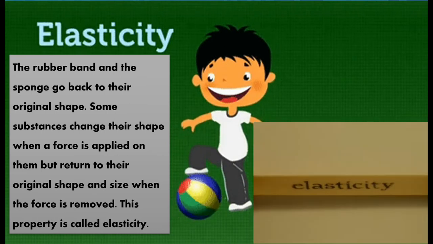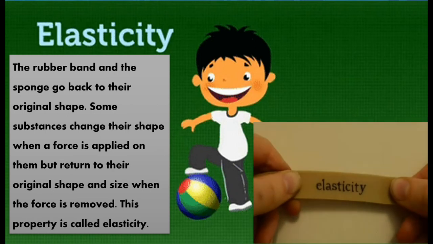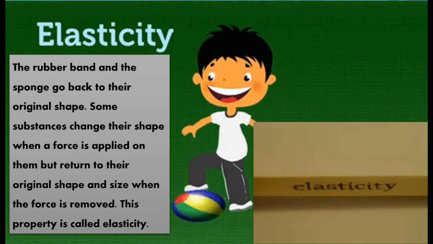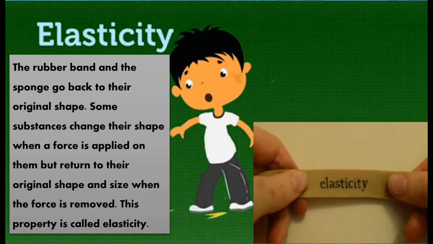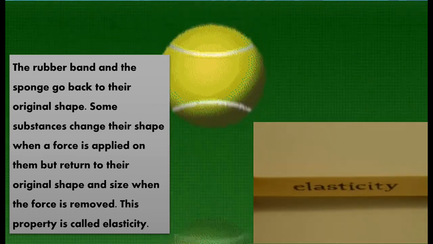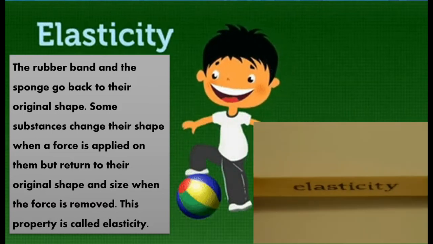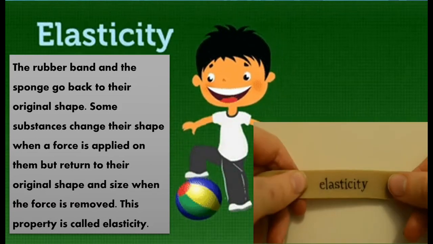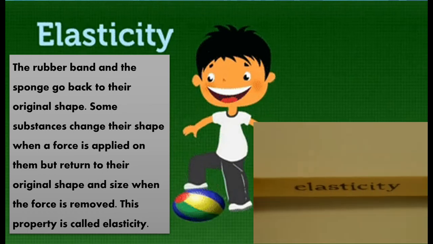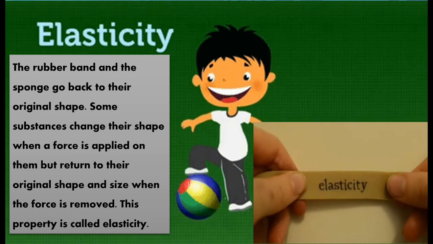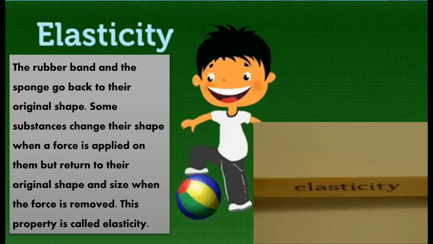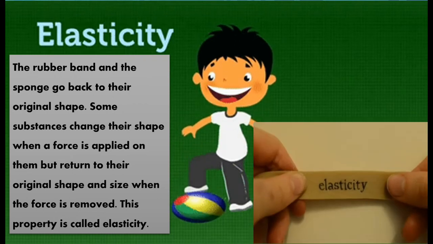Some substances change their shape when a force is applied on them but return to their original shape. Like here you can see a rubber band being pulled, and once it is released back, it comes back to its original shape and size when the force is removed. So this property is called as elasticity. What is it called? It is called as elasticity.